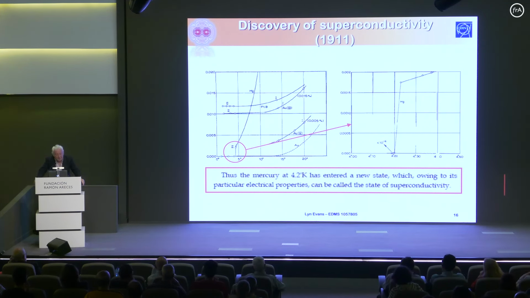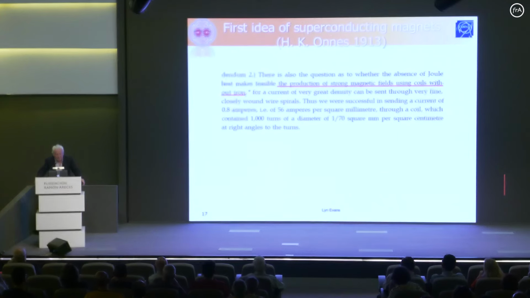The first material was mercury, which is not very useful for making magnets with, but it showed the property that at 4.2 degrees Kelvin, it completely loses electrical resistance. Not just gets very low, but completely loses it. And that he called the superconducting state. And then he started to get excited. He basically designed the LHC.